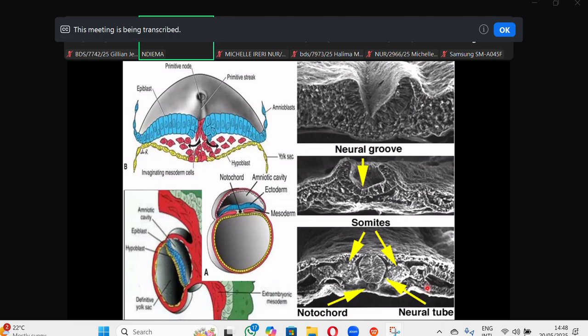In between that, we have this space. This is what we are calling the coelomic cavity. We are going to see the coelomic cavity eventually, in the thoracic part, develops to form the pericardial cavity and the pleural cavity.